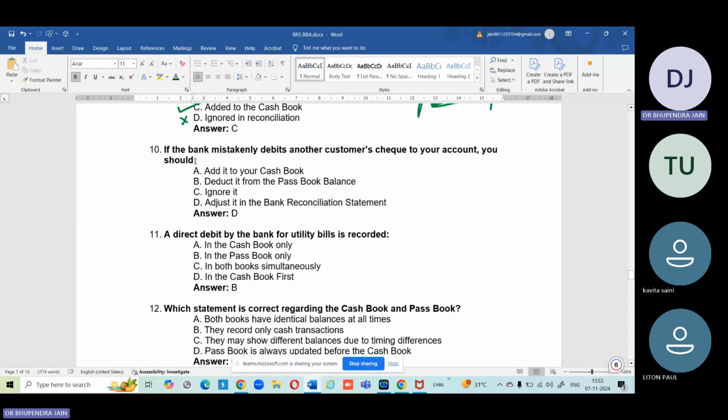If the bank mistakenly debits another customer's check to your account, good. So what should we do? Add in your cash book, wrong. Deduct from your passbook, wrong. Ignore it, wrong. Adjust it in the bank reconciliation statement. This is the chapter.